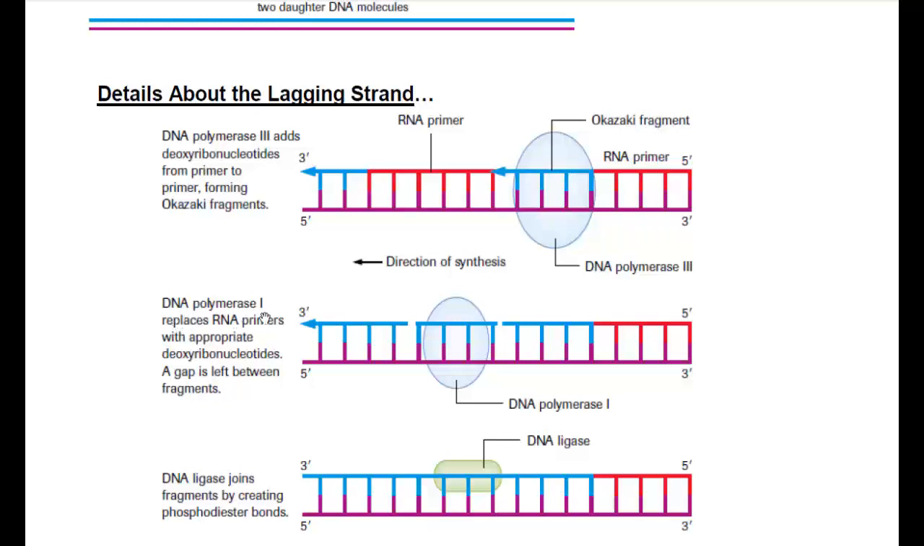Then you'll have the DNA polymerase 1 come through, and here it is here, and it's going to chop out that RNA and replace it with DNA nucleotides. But you've still got these gaps left. So then the gaps are sealed by creating phosphodiester bonds between the sugar and the phosphate of the next nucleotide that's there. And that, again, is done by DNA ligase.